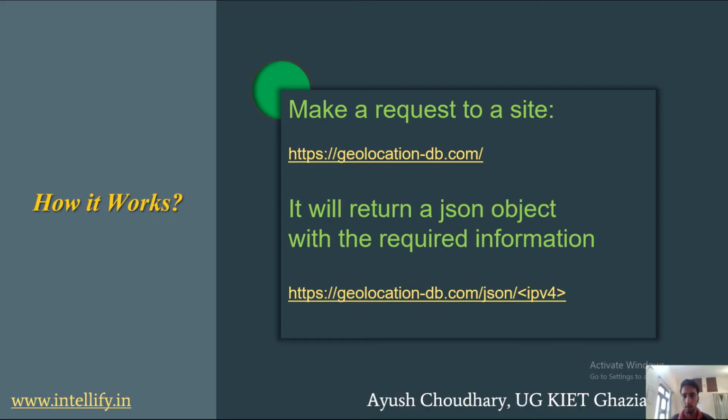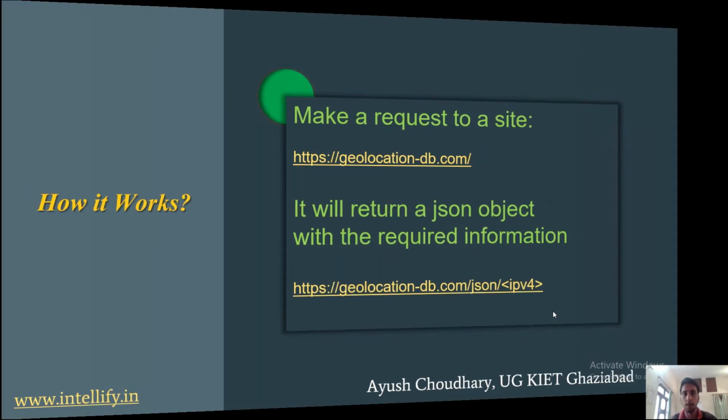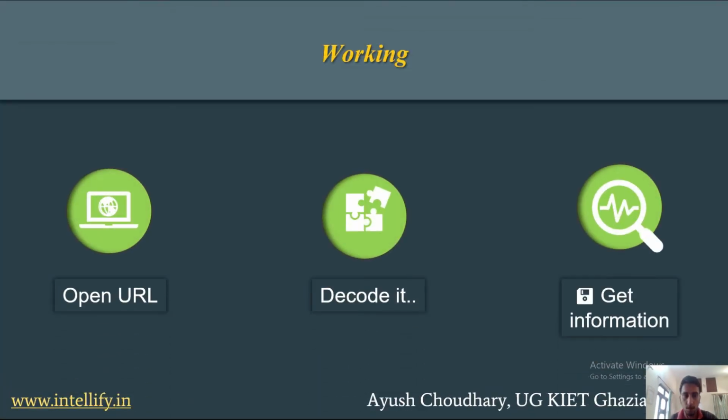Now, how will we make our request? The URL http geolocation-db.com will open the website I have just shown you, but for getting the JSON object we will write slash json and slash the IP address we want to get the information for. This way, first we'll open the URL, then decode it, and then get the information. This is the internal working of how it will work.